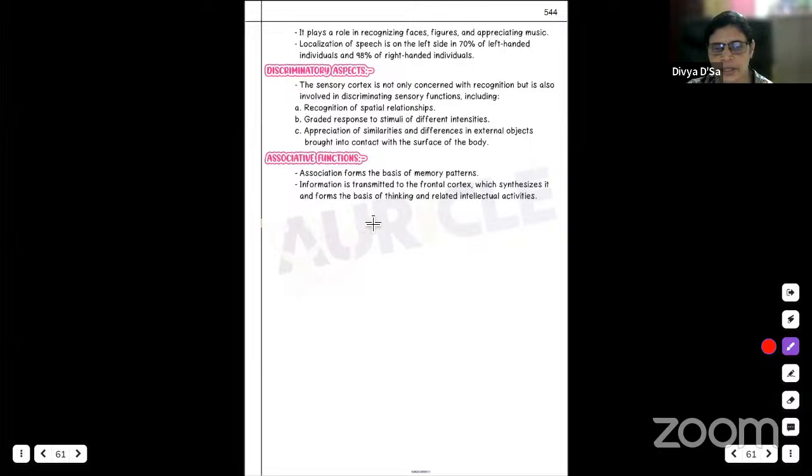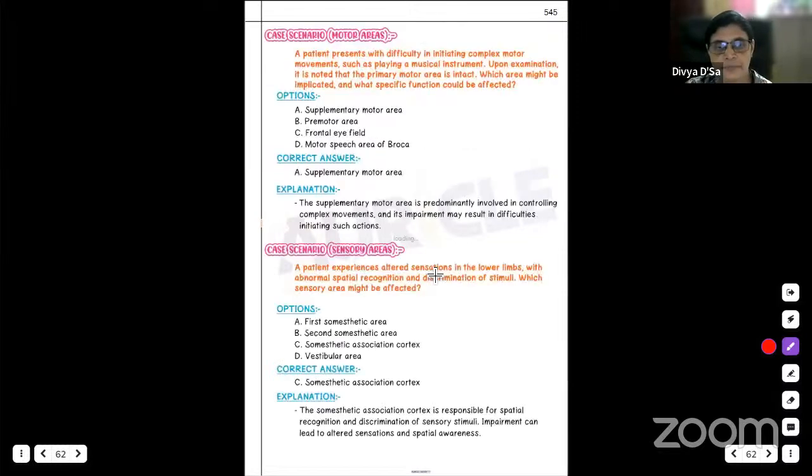Associative functions. It basically forms the association between the memory patterns. Information is transmitted to the frontal cortex, where it is synthesized and forms the basis of thinking and related intellectual activities. So that is why in dementia, when that area is affected, they are not able to process it and they are not able to remember things.